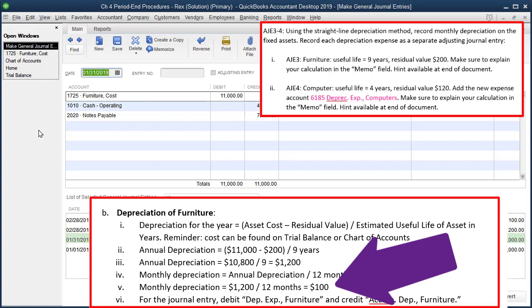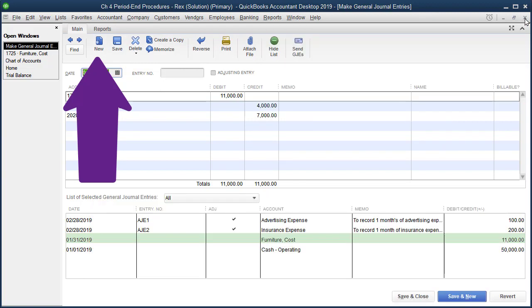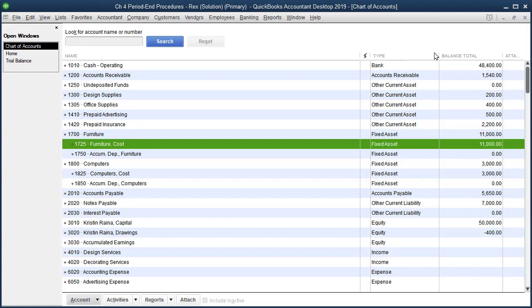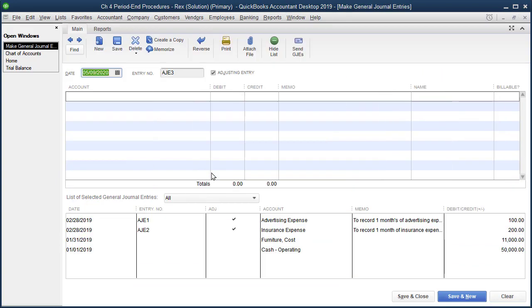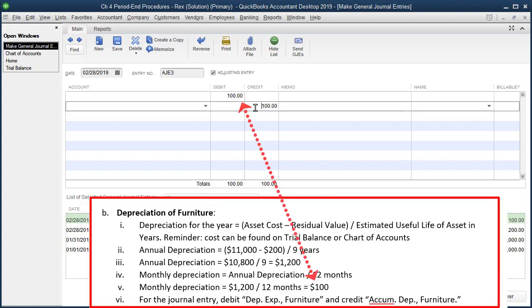So we need to enter a journal entry, which this happens to be the window that we enter them in. I could click New here, but let's just assume this was not open, and I just want to review. How do we get to that Make General Journal Entries window? We go to Company, Make General Journal Entries. And remember the date is the end of February, 02/28/19. It automatically defaults to AJE3 since this is the third adjusting entry. And we said the depreciation amount is $100.